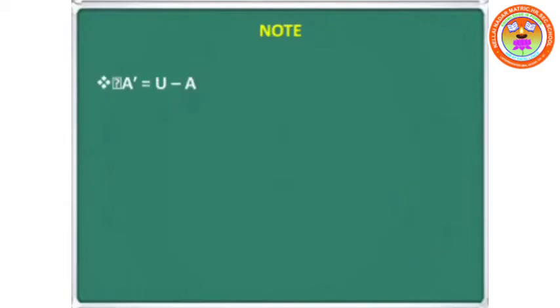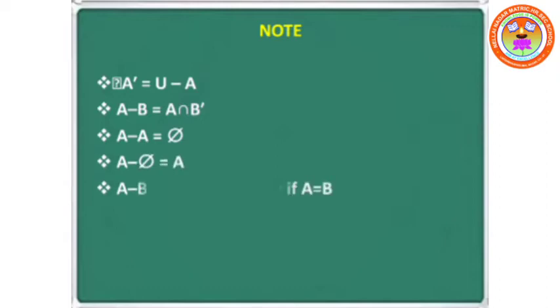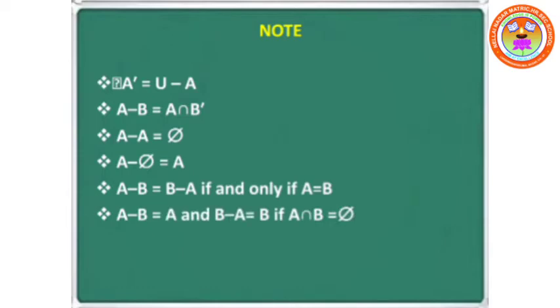A dash is equal to U minus A. A minus B means A intersection B dash. A minus A is equal to the empty set. A minus the empty set will be A. A minus B and B minus A are equal if and only if A equals B. A minus B is equal to A and B minus A is equal to B when A intersection B is empty.